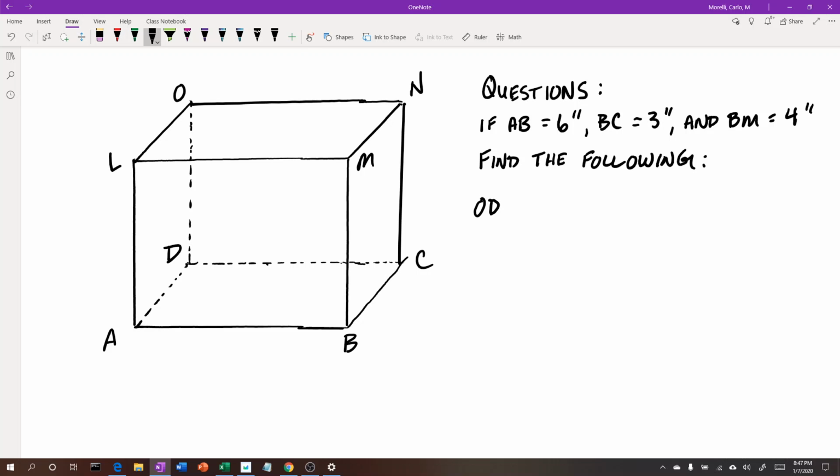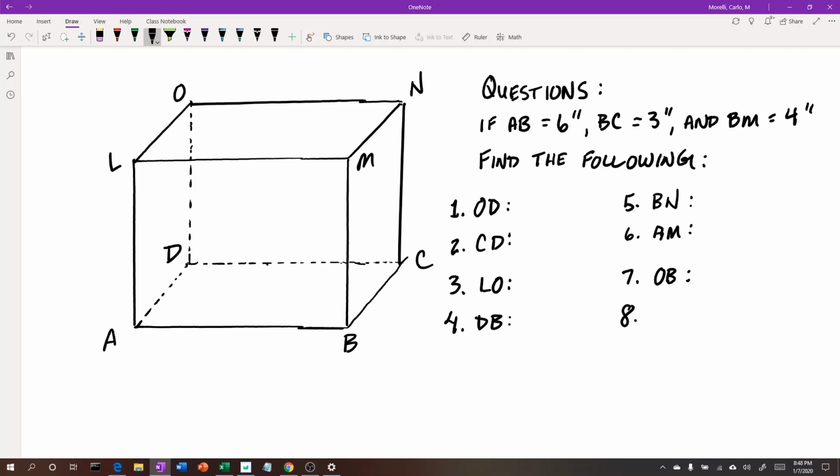OD, that's going to be 1. 2, we want to find CD. 3, LO. 4, DB. 5, BN. 6, AM. 7, OB. And 8, LC.